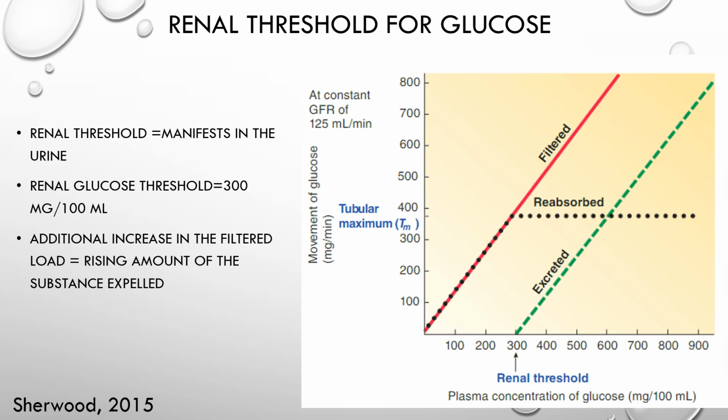And reabsorption remains constant at its highest rate beyond the tubular maximum. For instance, the filtered load of glucose is 500 milligrams per minute at a plasma glucose concentration of 400 milligrams per 100 milliliters, of which 375 milligrams per minute can be reabsorbed. The rest would show up in the urine.